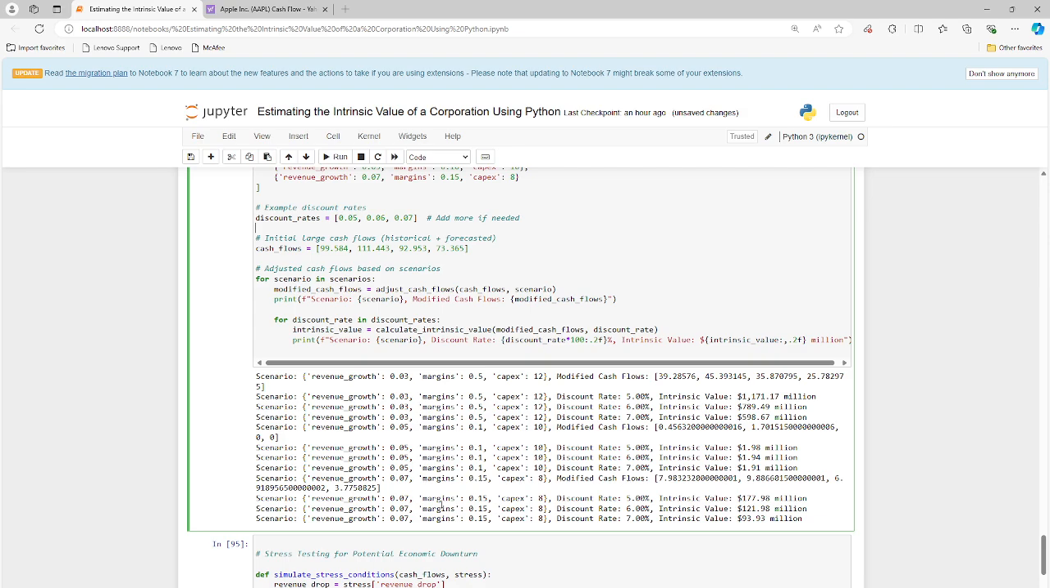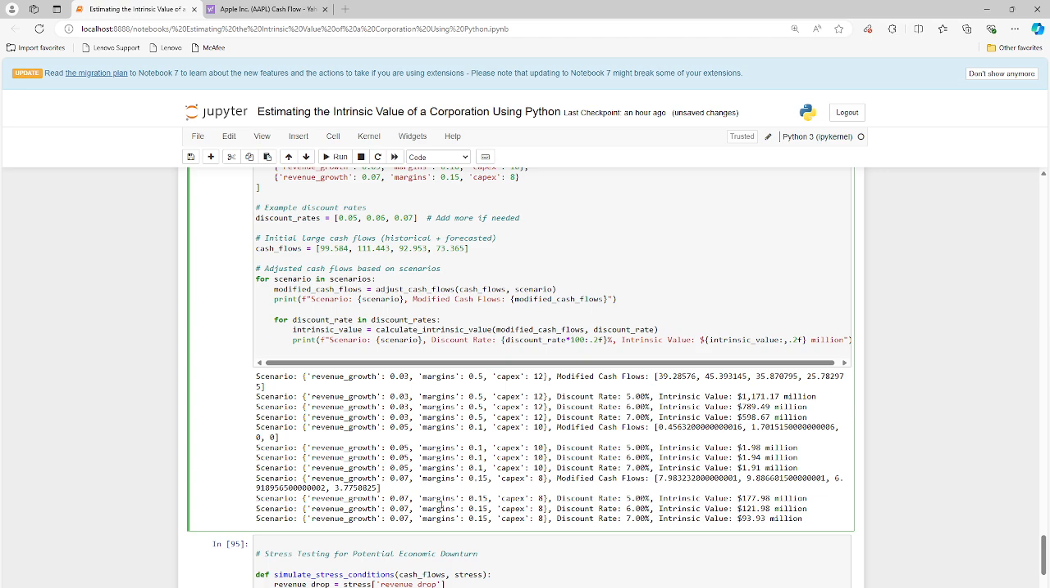5, 6, 7% is the discount rate. The intrinsic value is... okay, sorry, I misspoke. 1.1 billion, 789 million and 598 million. So again, as the discount rate increases, the intrinsic value decreases. We see that again, and we're also looking at revenue growth, margins, and CapEx.